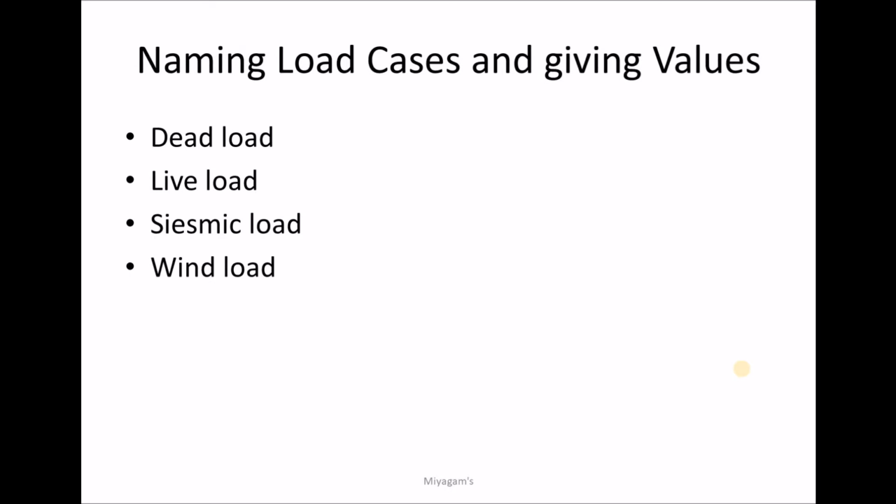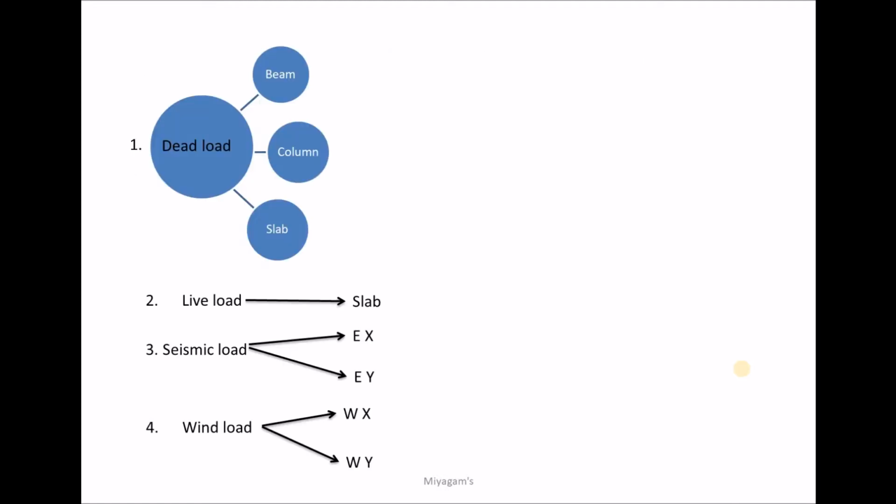The next is naming the load cases and giving the values. There are basically 4 loads that will be acting: dead load, live load, seismic load, and wind load. So dead load. What does dead load consist of? Dead load will be acting on the whole structure first initially. Then we will apply it through beam, column and slab. What will be acting on beam, column and slab is the self weight, that is B into D into density. Live load acts only on slab, so we will apply it only on slab.